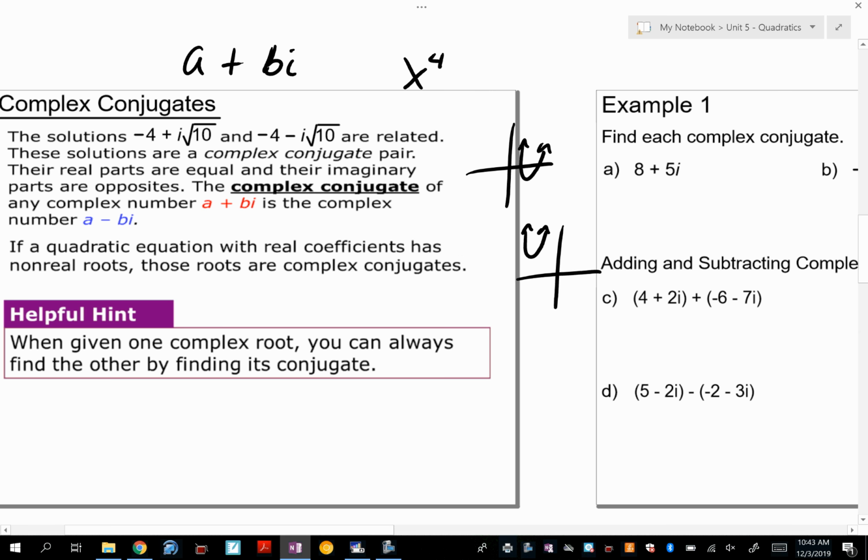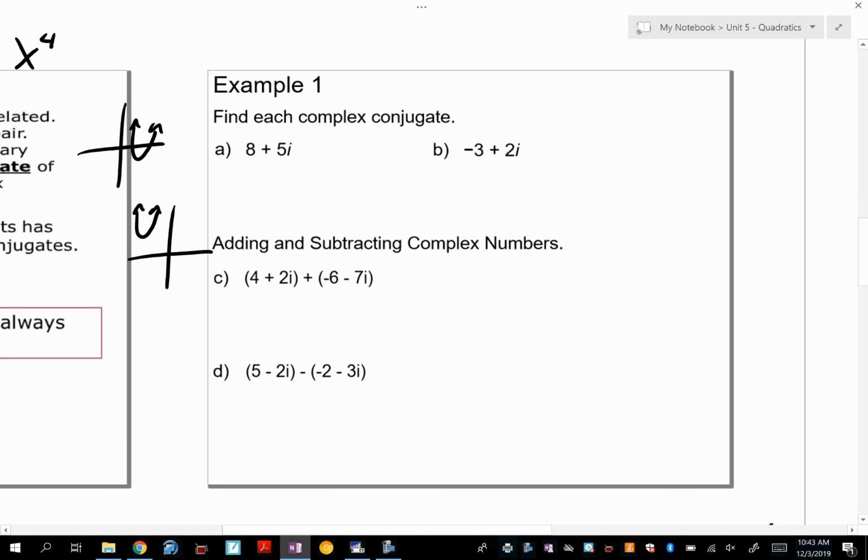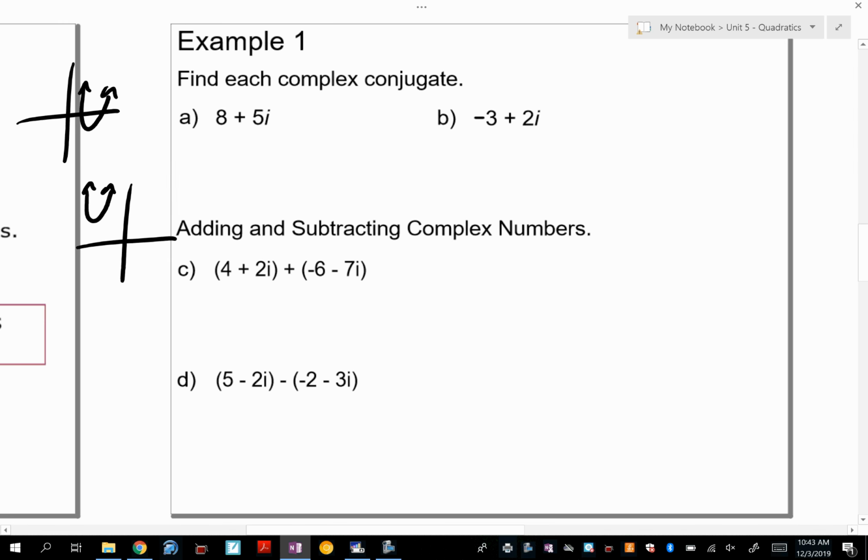Okay, let's try to do a few. Example 1. Find the complex conjugate for 8 plus 5i. All right, so what I tell students is, what's the real number part here? The real number part is the 8. The real number is always going to go first. So you're going to rewrite that, guys.